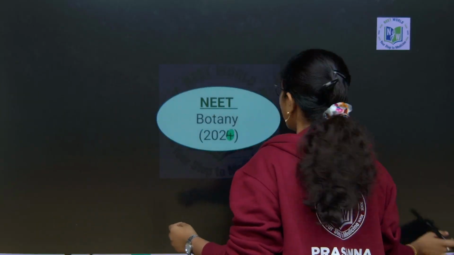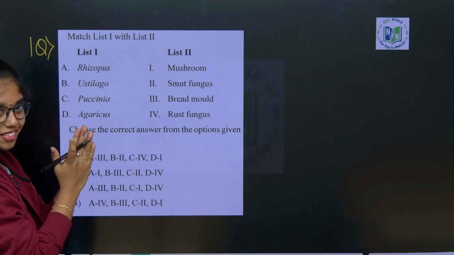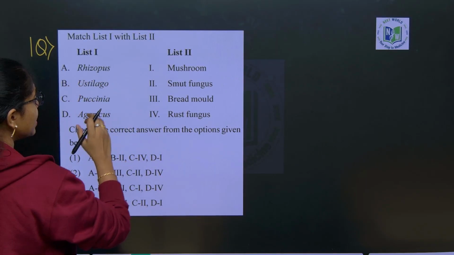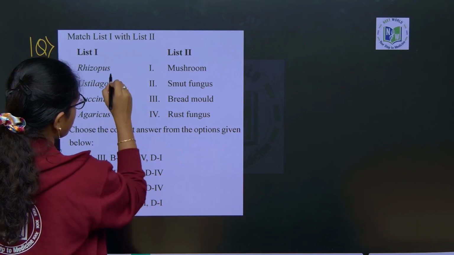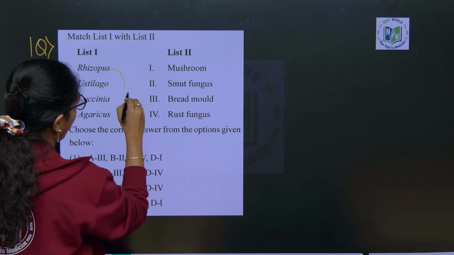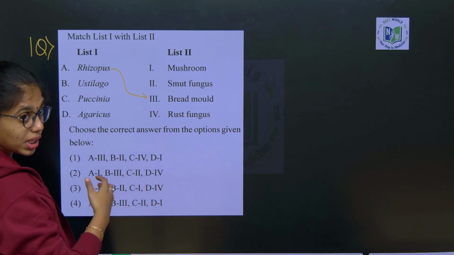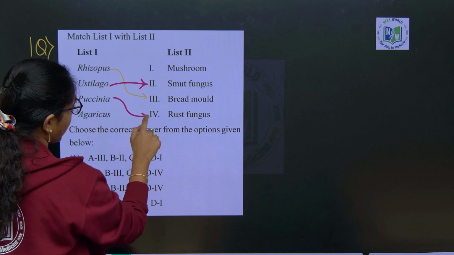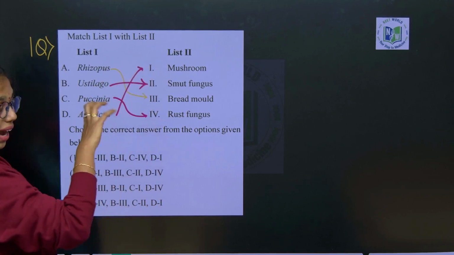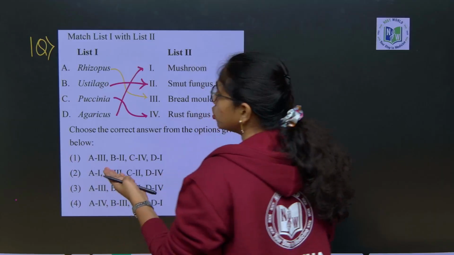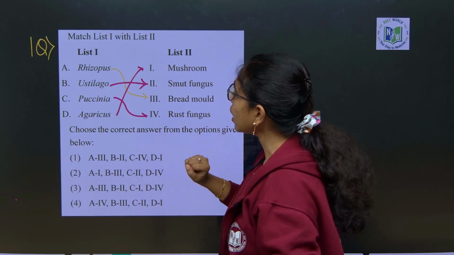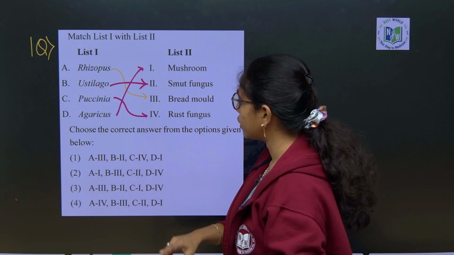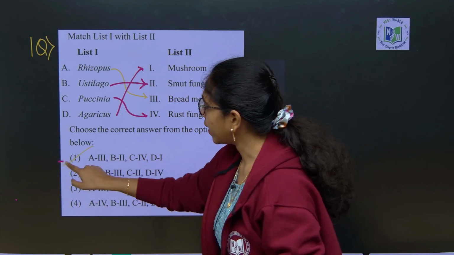So if you look into the first question, this is from biological classification, wherein Rhizopus, which belongs to Phycomycetes, is commonly called bread mould. Next is Ustilago, a smut fungus. Puccinia is a rust fungus. Agaricus is a type of mushroom which belongs to Basidiomycetes. So if you look into the correct answer, A is 3, B is 2, C is 4 and D is 1. Option 1 is the correct answer.